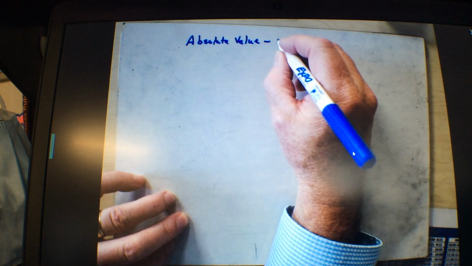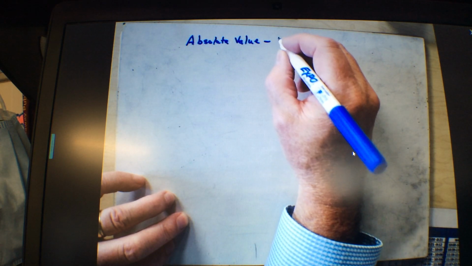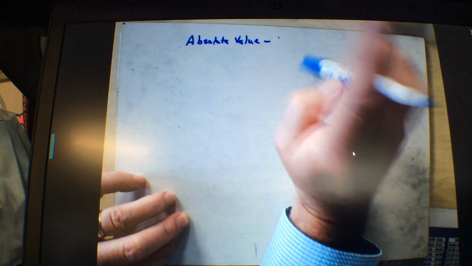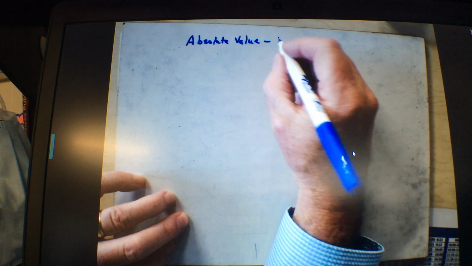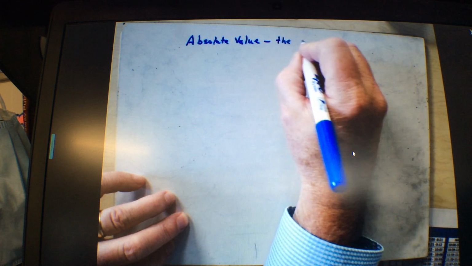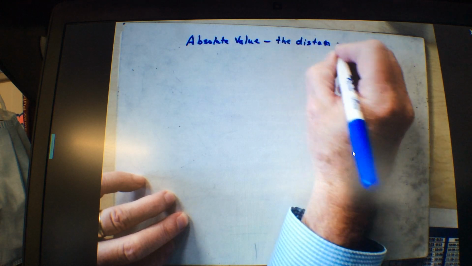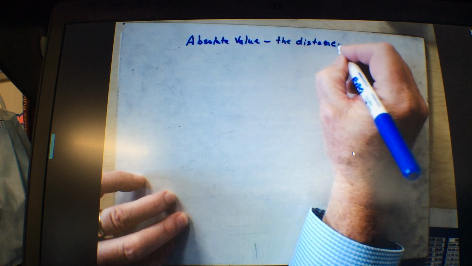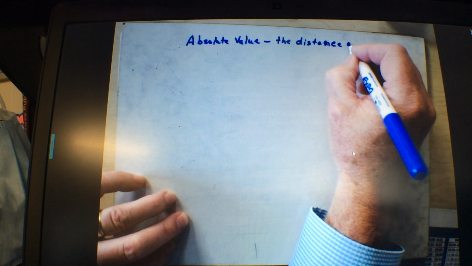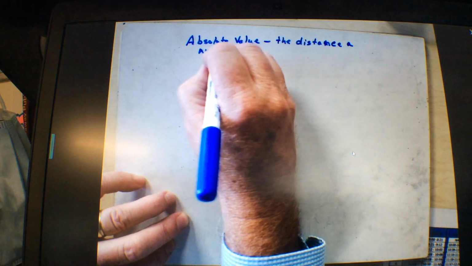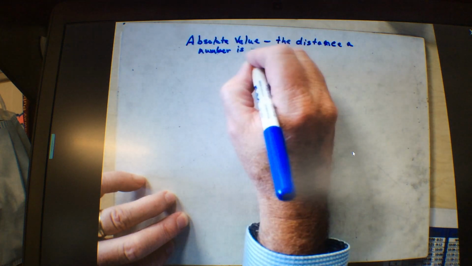Braxton? It's the total of the numbers. No, you're getting closer. How about the distance? Yeah, the distance between two numbers, right? No, the distance a number is from zero.